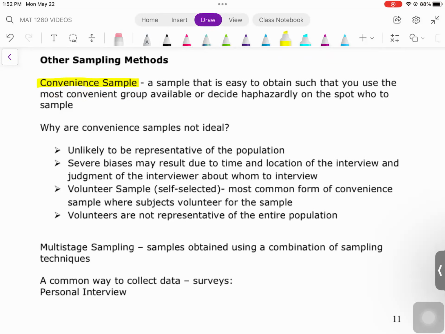There's typically severe bias as a result of the time and location of the interview, and the judgment of the interviewer about whom to interview. Convenience samples are often volunteer samples, the most common form of convenience sample, where subjects volunteer for the sample. So you just ask people to fill something out. And volunteers are generally not representative, again, of the entire population.